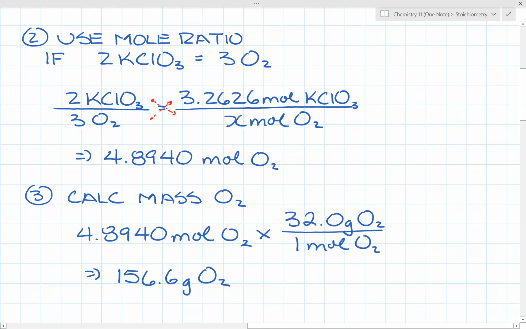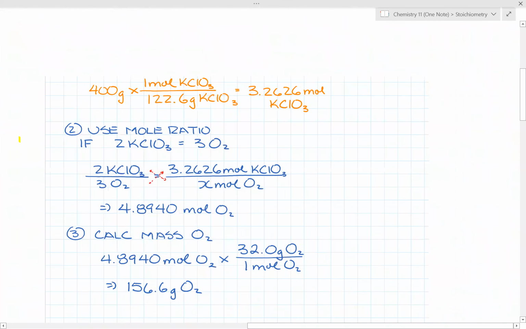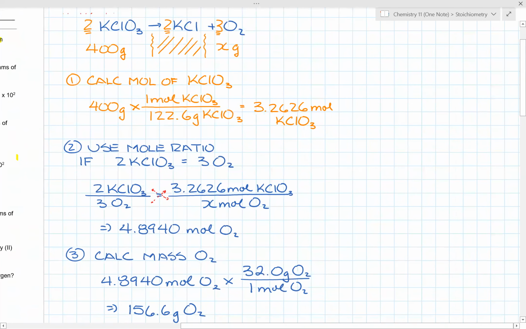Now, that's basically the 3 steps. If I shrink it down here, step 1 is to find moles. Step 2, use mole ratio. Step 3, find what you want. In this case, we want to find the mass.